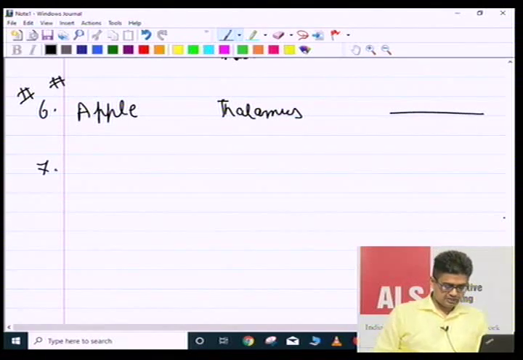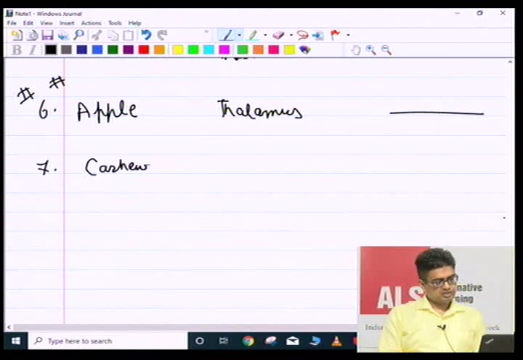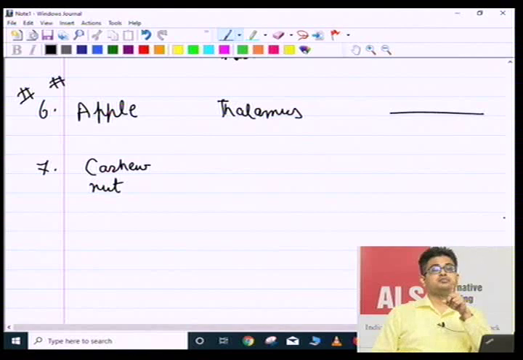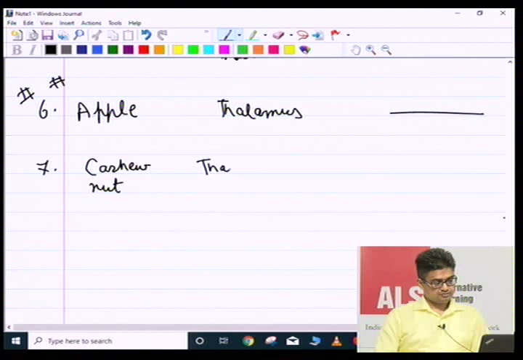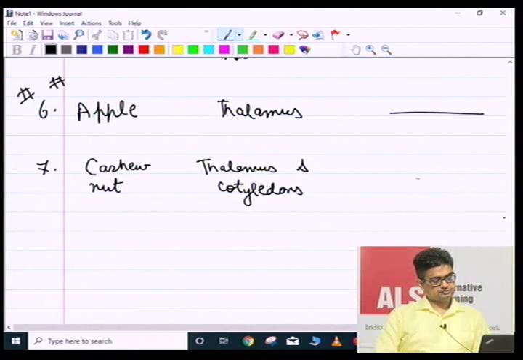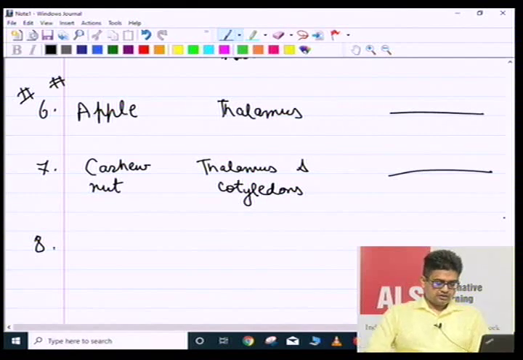Now write cashew nut. The name of cashew nut is Anacardium occidentale. What is the edible part in cashew nut? Thalamus is eaten and also the cotyledons. Thalamus and cotyledons. You will complete it. It's a nut actually. Then tomato.